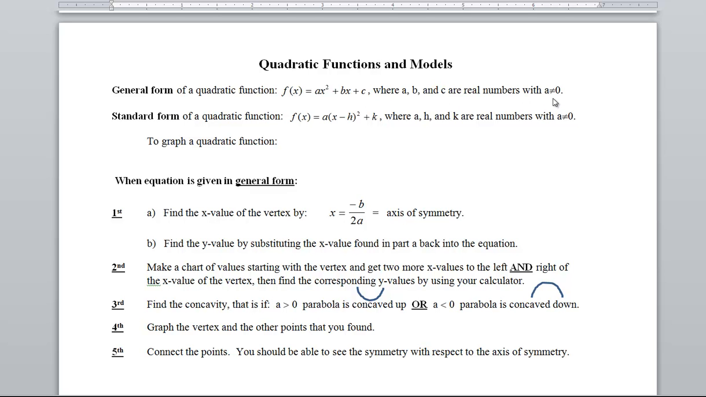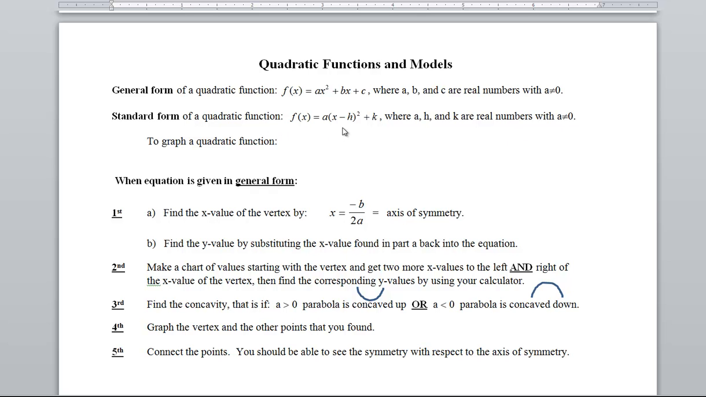If you'll notice, it says a can't equal 0, for if it did, this term wouldn't be here, and then I wouldn't have a quadratic anymore. I'd have a linear. So I have to have an x squared somewhere in the problem in order to have a quadratic. Now I've got a standard form of a quadratic function. I've got f of x equals a times the quantity x minus h squared plus k, where a, h, and k are real numbers. Again, a cannot equal 0.